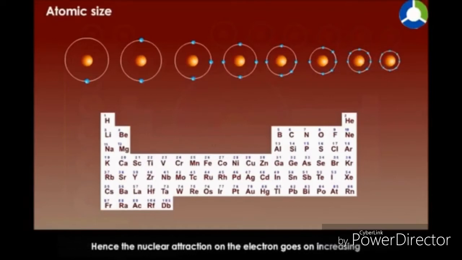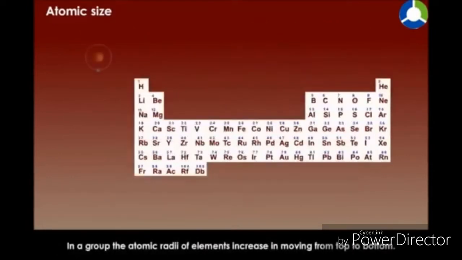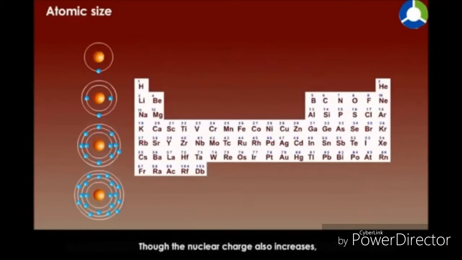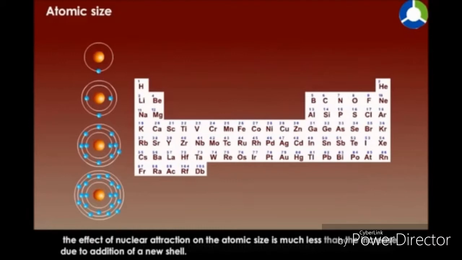In a group, by increasing atomic number from top to bottom, there is addition of a new energy level down the group. So the nuclear attraction decreases and atomic size increases. From all we said, we found that the largest atomic size is cesium and the smallest one is fluorine.